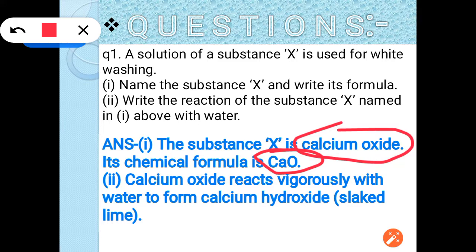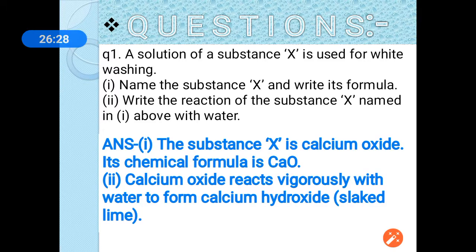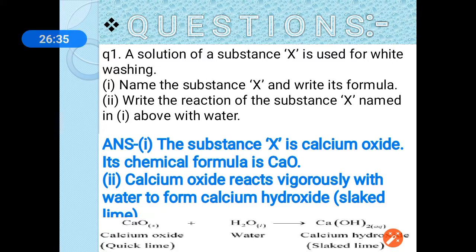Calcium oxide reacts vigorously with water to form calcium hydroxide, which is named slaked lime. Calcium oxide is quicklime, and calcium hydroxide is slaked lime. And this slaked lime, calcium hydroxide, reacts with carbon dioxide, absorbing carbon dioxide from the atmosphere, and that will give calcium carbonate, which is white.